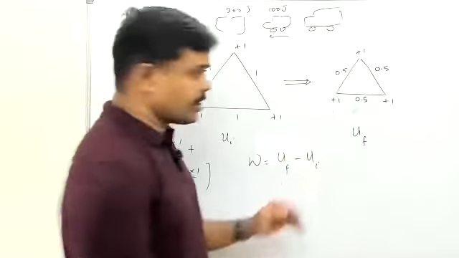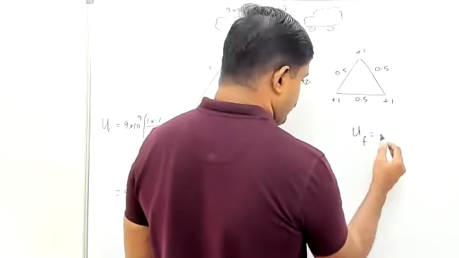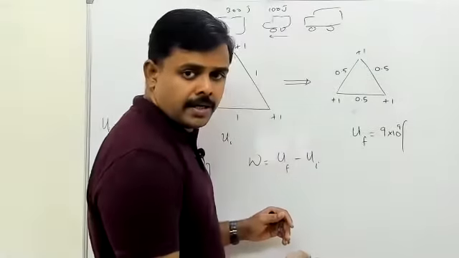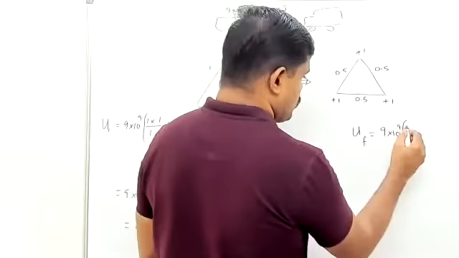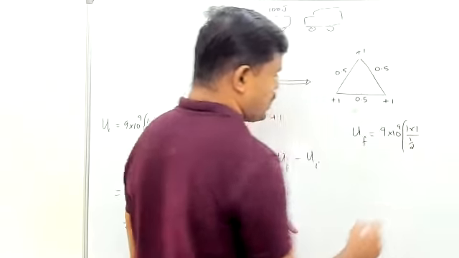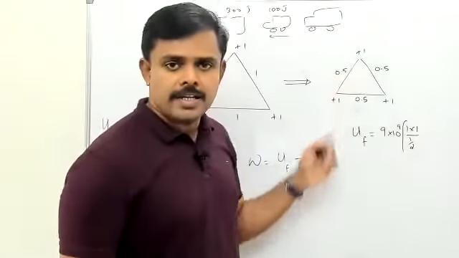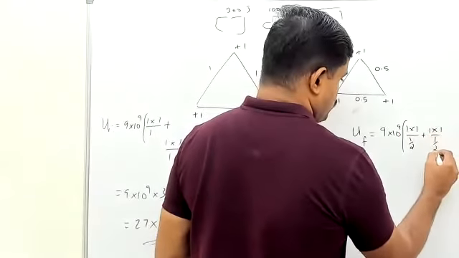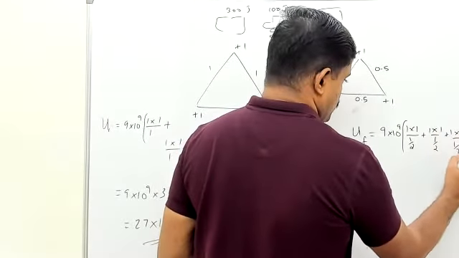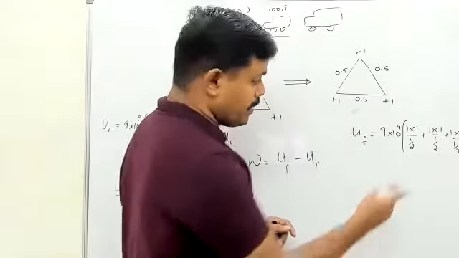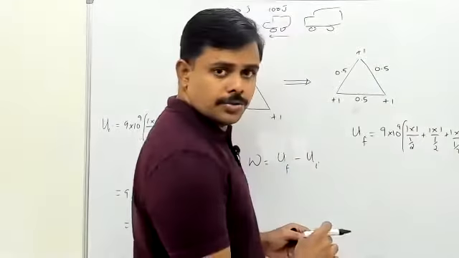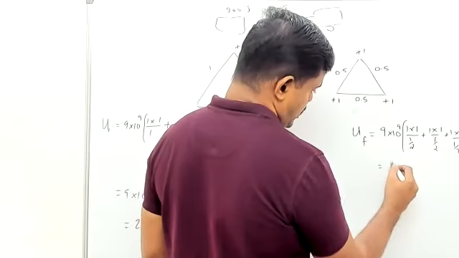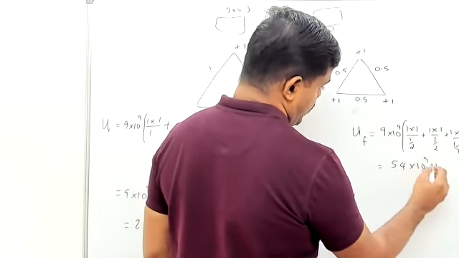I can find the final potential energy from here. How do you find U final? That's again 1 by 4 pi epsilon 0, 9 into 10 power 9, into Q1 Q2 by R12: 1 into 1 by 2 (0.5 may be better written as 1 by 2) plus 1 into 1 by 2 plus 1 into 1 by 2. So what do we get? 1 by 2 goes to the numerator to become 2. 2 plus 2 plus 2 is 6. 6 into 9 is 54 into 10 power 9 joules.